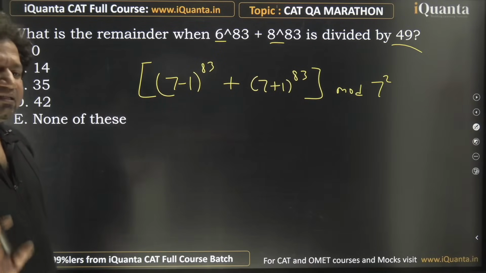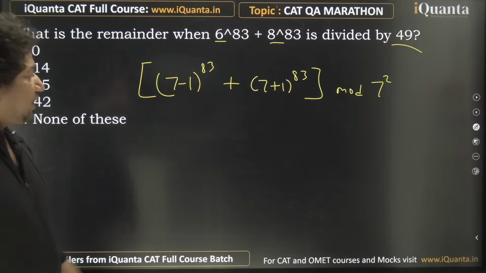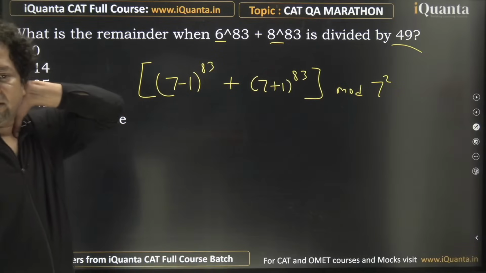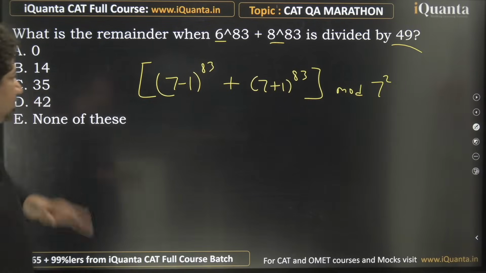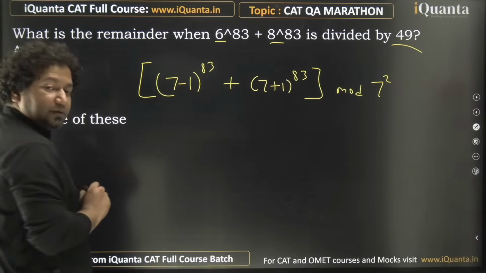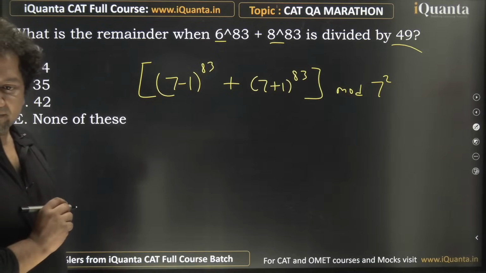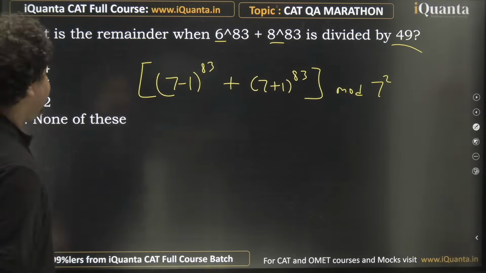The only terms that will remain are those in which the power of 7 is either 1 or 0. Rest everything will be cancelled. Can I say that? So yes or no? Can we say that? Only 1 and 0 will be left.